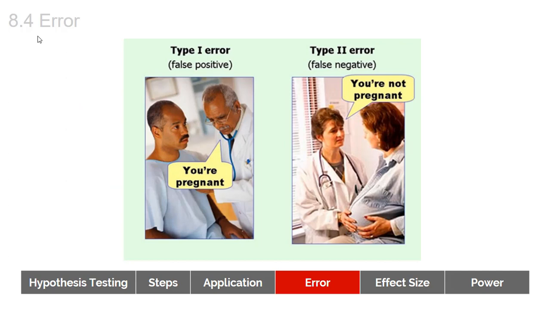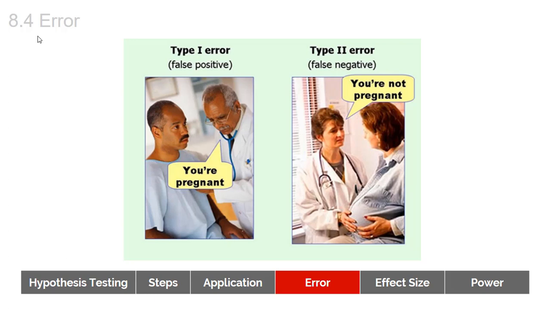So here's that illustration I was just mentioning. Some of you who are in nursing know about false positives and false negatives in medical tests. So this picture on the left is an example of a type 1 error. The doctor is saying to the man, "You're pregnant." Well, the man is clearly not pregnant. So type 1 error is saying something is there when it is not. Saying that a difference exists maybe between the sample mean and the population mean, when in reality it just is not true. That's a type 1 error.